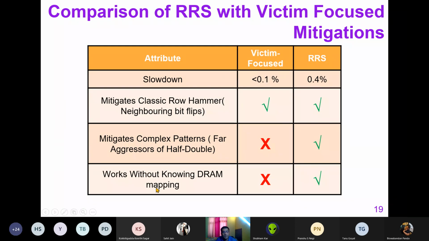Now another important thing is that it works without knowing the DRAM mapping. The DRAM mapping is usually not disclosed by the processor or device manufacturer in their data sheet, so a lot of reverse engineering has to be done. So it is very challenging, and many victim focused mitigations also have a lot of challenges to overcome there. But RRS does not need any identification of victim and aggressor locations, it just swaps, so it works for that also.